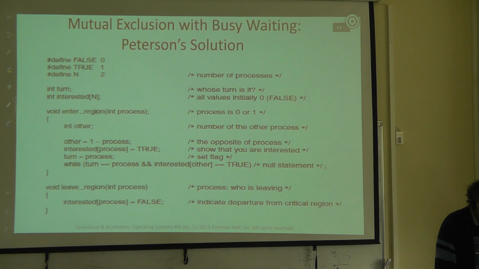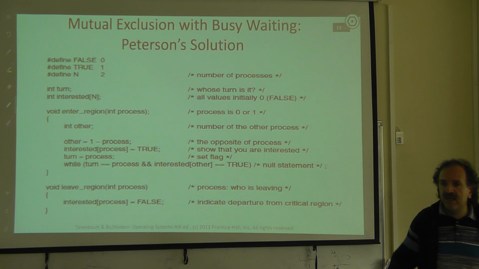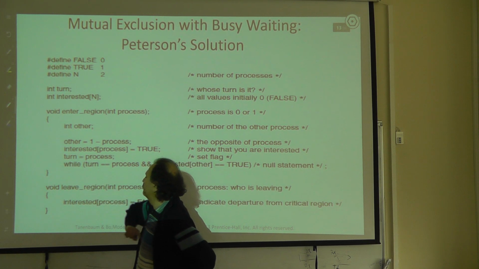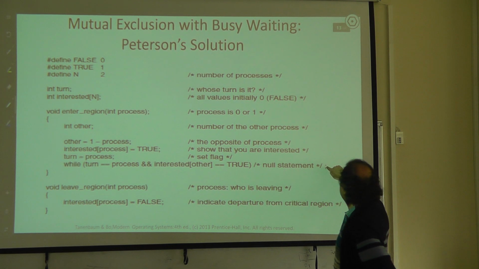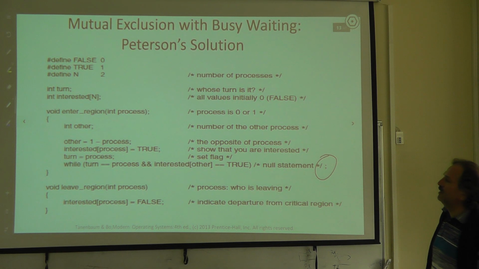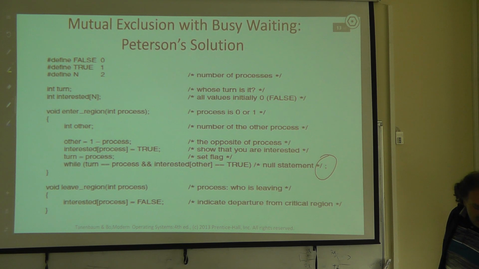If the critical region is not available, the enter function will not return immediately. It will wait inside this while loop, an infinite loop until these conditions are met. There is a semicolon there. So let's look at it. We have some defines. N is the number of processes. You could have many processes, more than two. Make that N 5, 10 or whatever. And again, there is a turn variable, and there is an interested array.